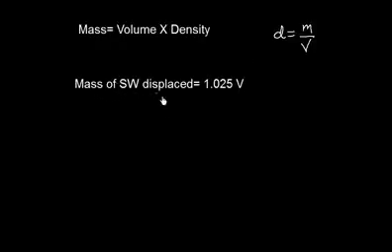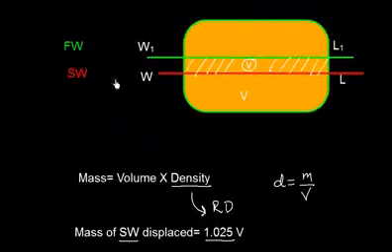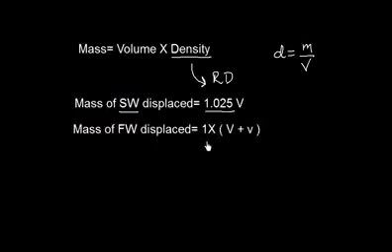Well, the mass of salt water displaced is going to be 1.025, that is the relative density. Instead of density, we can use the relative density. Relative density of salt water, which is 1.025, into capital V, which is the volume of salt water displaced. Similarly, when the vessel is in freshwater, the volume is small v plus capital V. Look at this. When the ship is in fresh water, the total underwater volume is small v plus capital V. So the mass of fresh water displaced is going to be the relative density of fresh water, which is 1, into capital V plus small v.